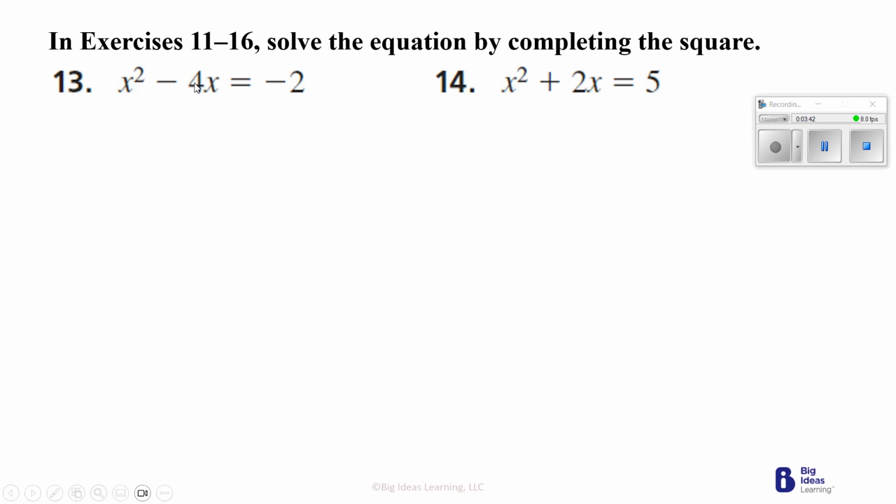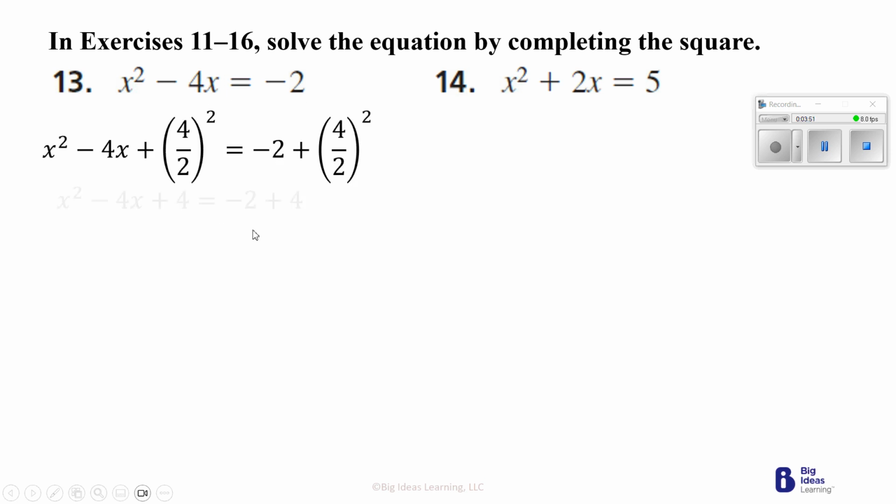Number 13, we're going to take this negative 4, divide it by 2 to give us negative 2, and that squared is going to give us 4. So we'll be adding 4 to both sides. 4 minus 2 is 2, so 2 will come over here. Then we'll find what binomial multiplied by itself we can factor into this. So we'll get x minus, and the square root of 4 is 2. So x minus 2 squared equals 2.